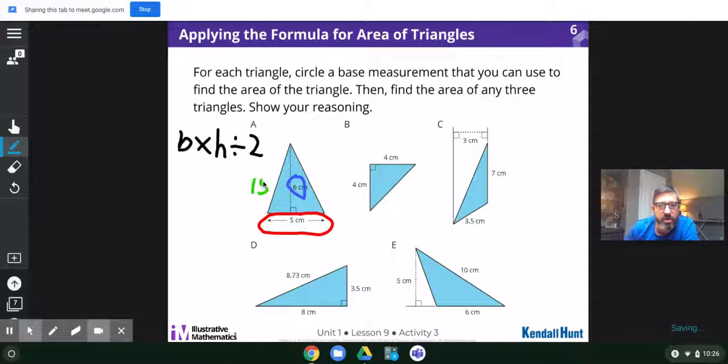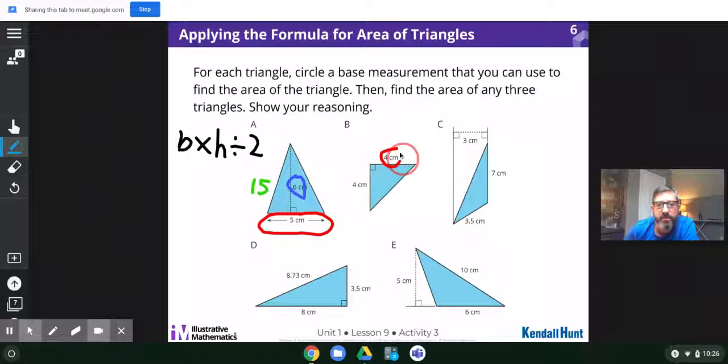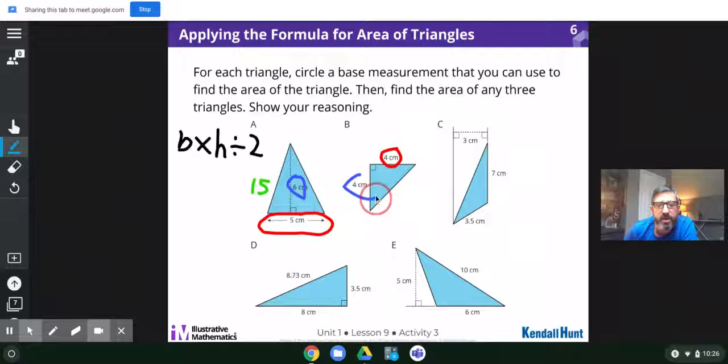All right, let's do one more. We'll do B. So what is our base? Remember, you can choose any side for our base in the triangle. Which one would you choose? 4, that's right. So what does that make our height? 4. 4. So what's our area?